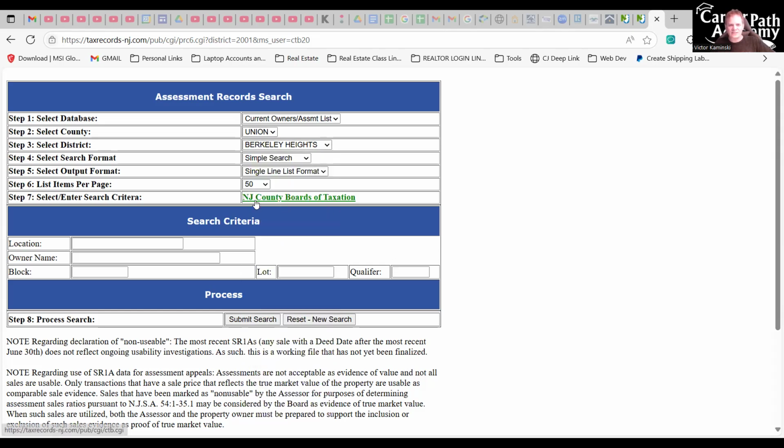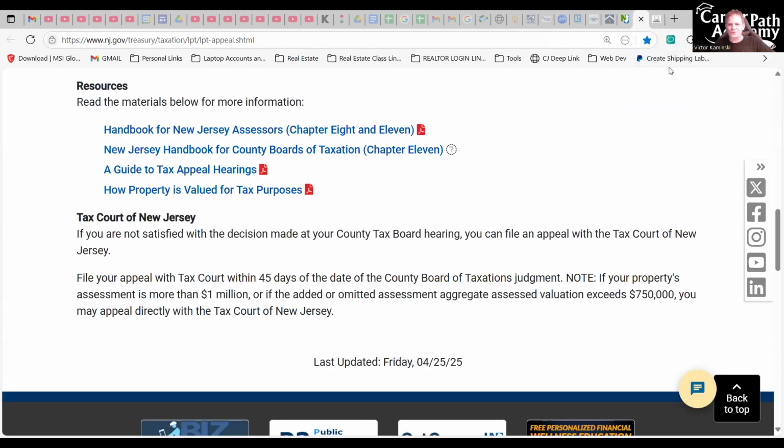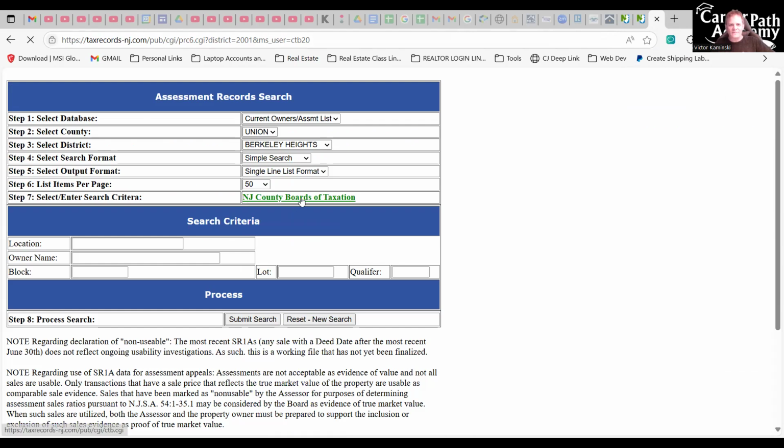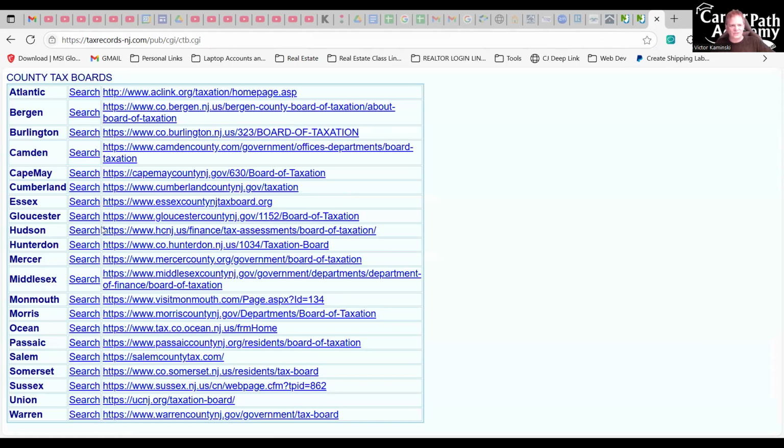But that's how you get access to them. You click on the county tax system, and then you go to the individual. That takes you to the County Board of Taxation with all the different websites for all the 21 counties. And then you do the search for each county.